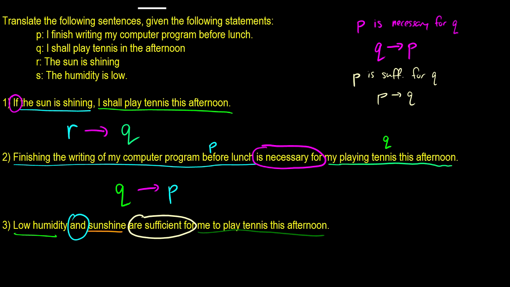So we have low humidity, which is S. We have our connective and. Then we have sunshine, which is R. And these are sufficient, so we can say that's going to be the arrow for me to play tennis this afternoon, which is Q. So our end result is S and R, arrow Q. Okay, so that is translating propositional logic from sentences.